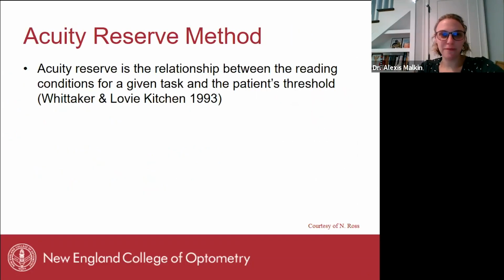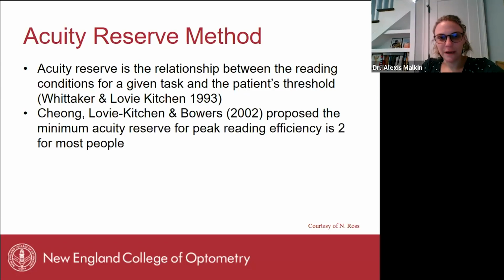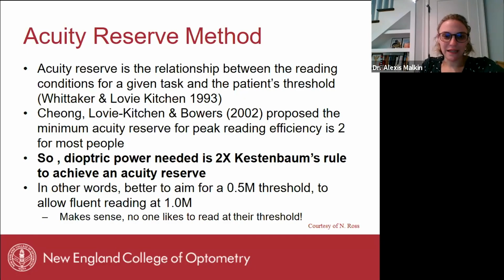The Acuity Reserve Method was developed by a number of different researchers in low vision. They say that the Acuity Reserve is the relationship between the reading conditions for a task and the patient's threshold. The thought is that you need at least 2 times the Acuity Reserve for peak reading efficiency. So you would need 2 times Kestenbaum's rule to achieve an appropriate Acuity Reserve. So you would want to aim for something like 0.5M print rather than 1M print if your goal is to get to fluency at 1M.